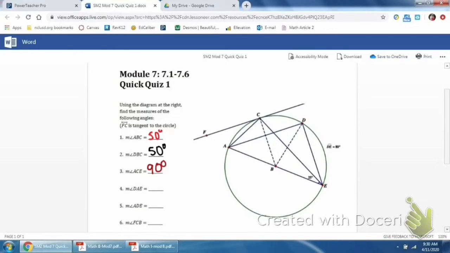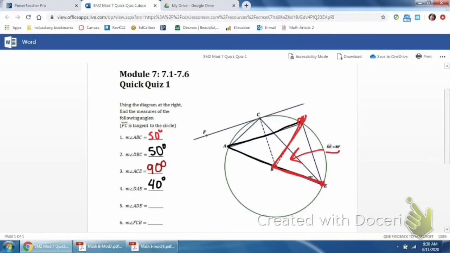Alright. Now, they're asking us about DAE. So now we're looking at DAE. Again, we have an angle that's on the outside of a circle. So if I can use those two endpoints and connect them to the inside of the circle, then that red angle has to be twice the black angle. The black angle is what we're looking for. The red angle, we know is 80. It's given to us. Half of 80 is 40. So DAE is going to be 40.